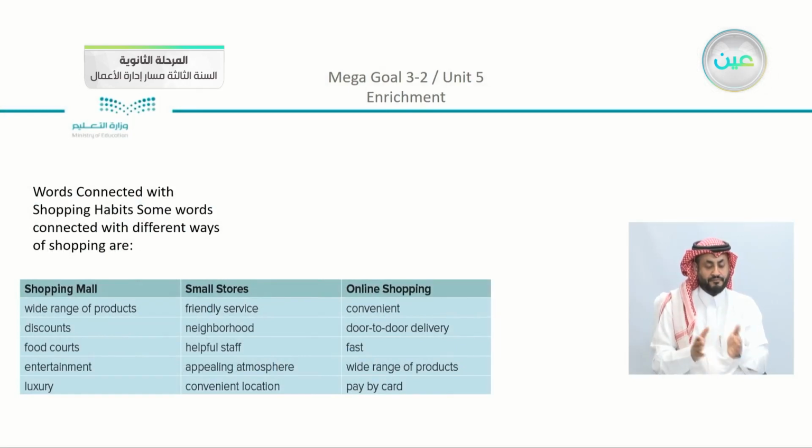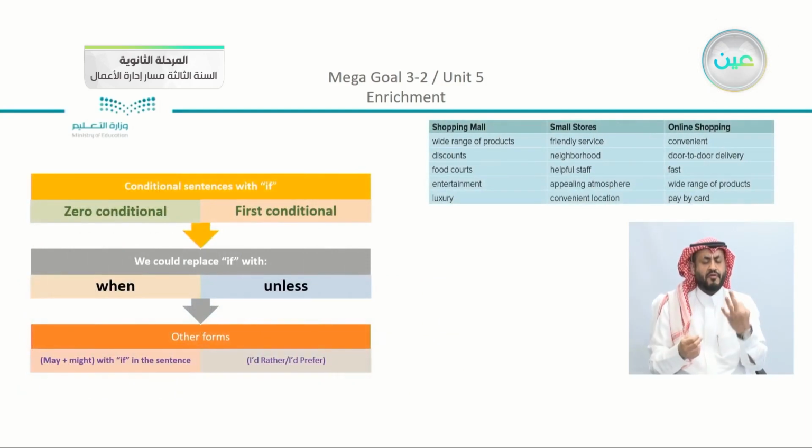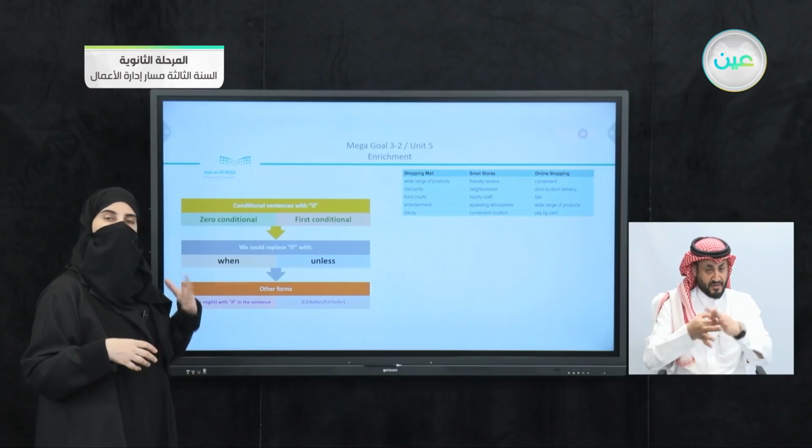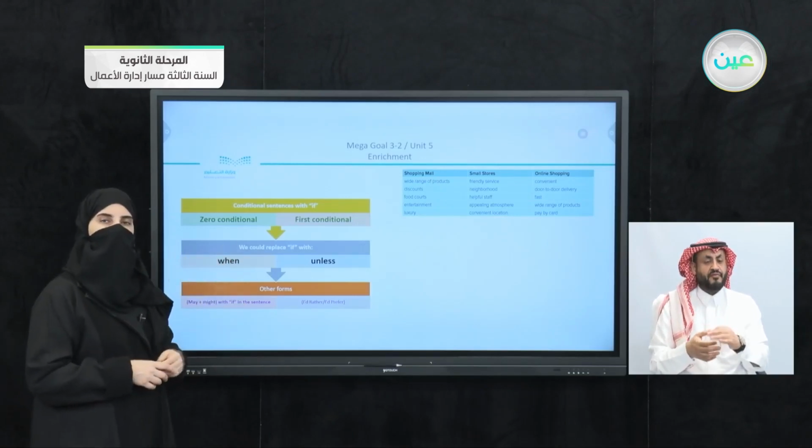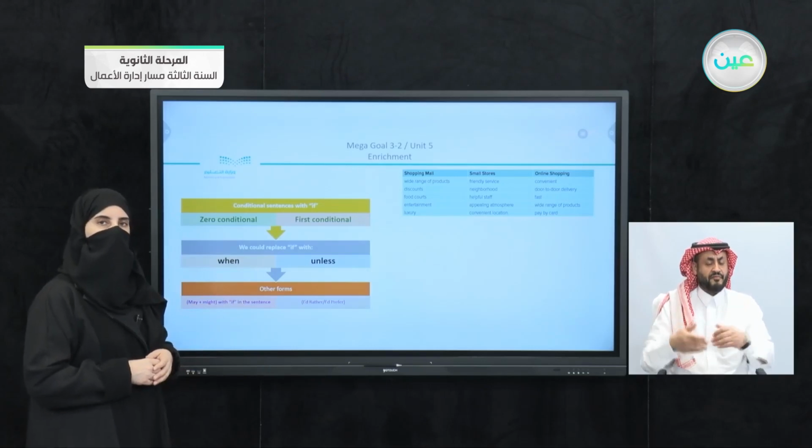Now, the last part of the form, meaning, and function that we studied throughout the unit was the words connected with shopping habits. We have shopping malls, small stores, or online shopping, and different words that were connected. We studied many examples, and at the very end there was some kind of relation between the conditional sentences and the words connected to shopping malls and stores in general.